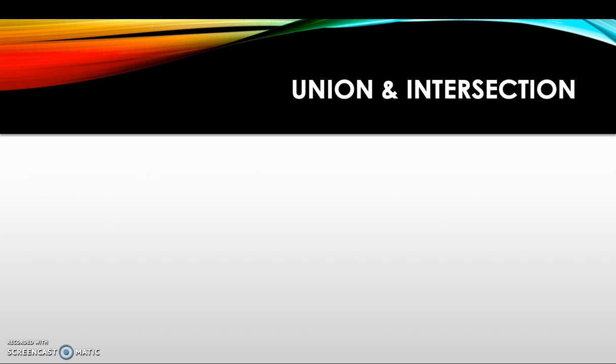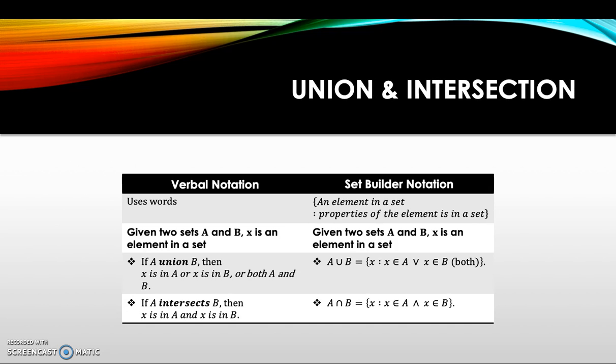We can define union and intersection by verbal notation or set notation. Verbal notation we use with words. Set notation we begin with braces and end braces, an element in a set, colon represents such that, so an element in a set such that properties of the element is in a set.